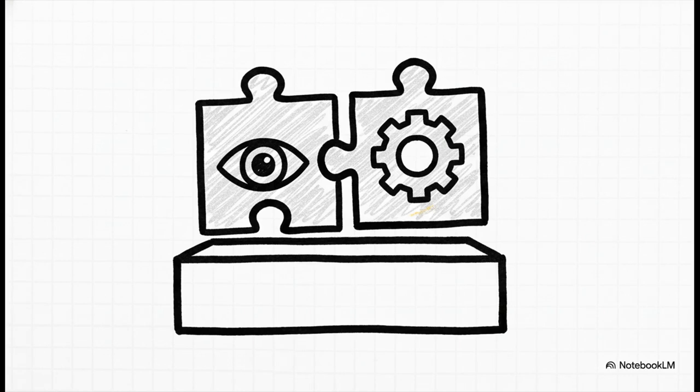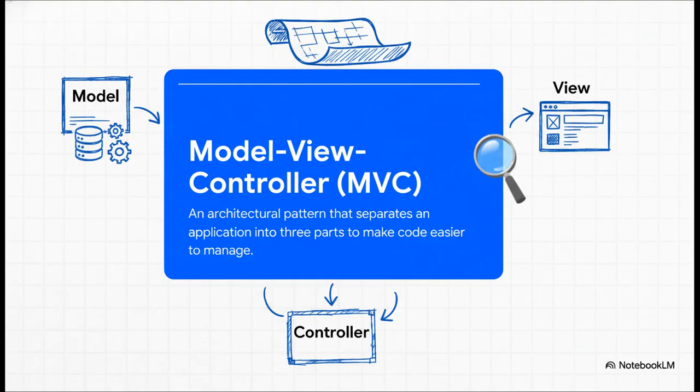Now, this powerful idea of separating what a page looks like from how it actually works, it's not just some random trick for JSP. It's actually a cornerstone of modern software development, and it's so important that it's been formalized into a really famous design pattern. It's called Model View Controller, or MVC for short.